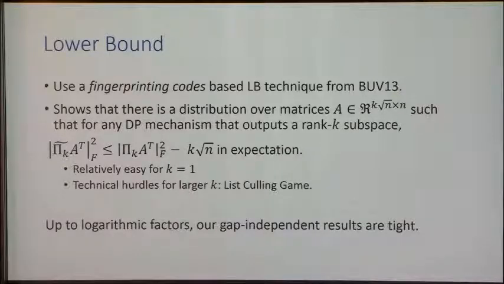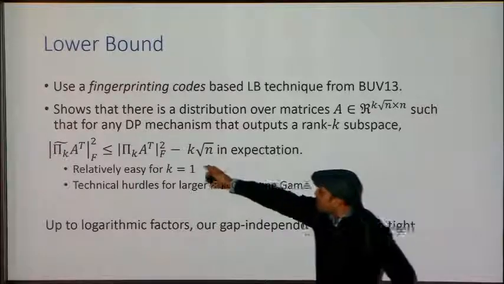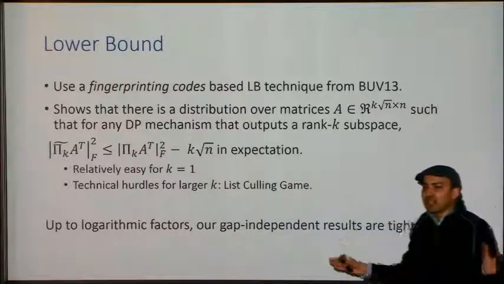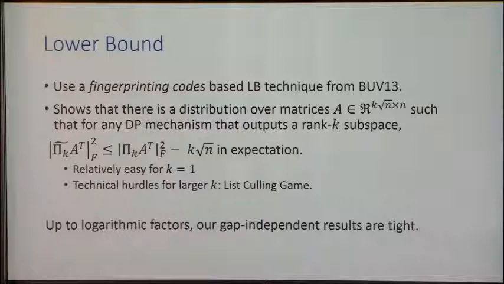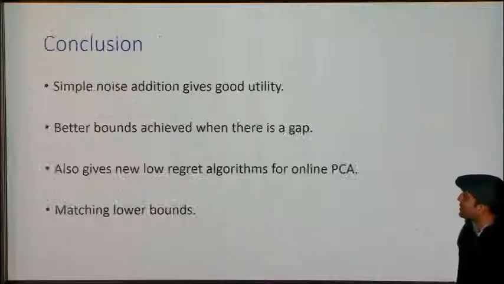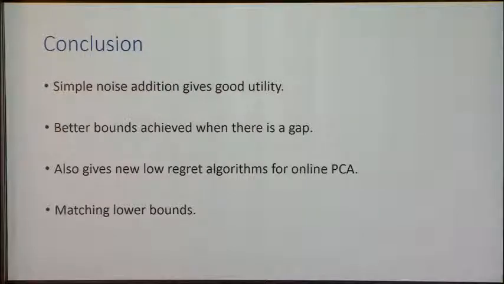So essentially we can get exactly this k root n dependence for any k up to essentially n. So up to logarithmic factors, all our gap independent results are tight. In fact, okay. Good. So that's all I'm going to say.